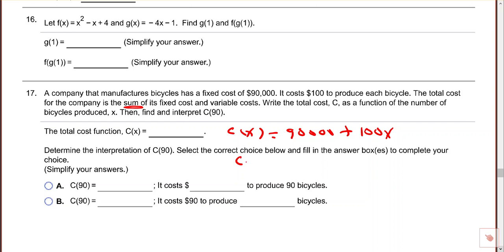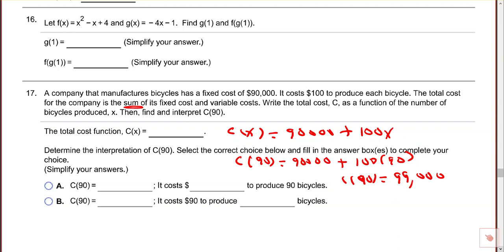So if I want to find and interpret C of 90, then I need to replace X with what? That's correct, 90. So multiply. So I have 90,000 plus 9,000. And 90,000 plus 9,000 would be $99,000.